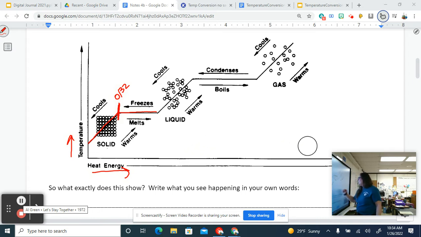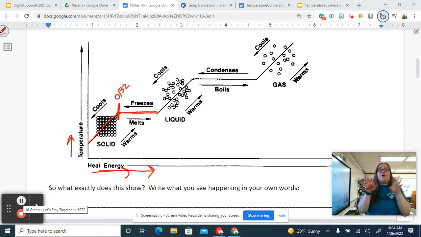So we can tell that the temperature is not changing. The temperature is staying the same, but the heat energy is rising. The heat energy is still going up, but what is that heat energy being used to do? It's not being used to raise the temperature. It's being used to excite the particles so that those ones that are still solid will break apart into a liquid. And then once every single bit of that ice cube is now liquid water, it's still 32 degrees, but now it's all liquid water.